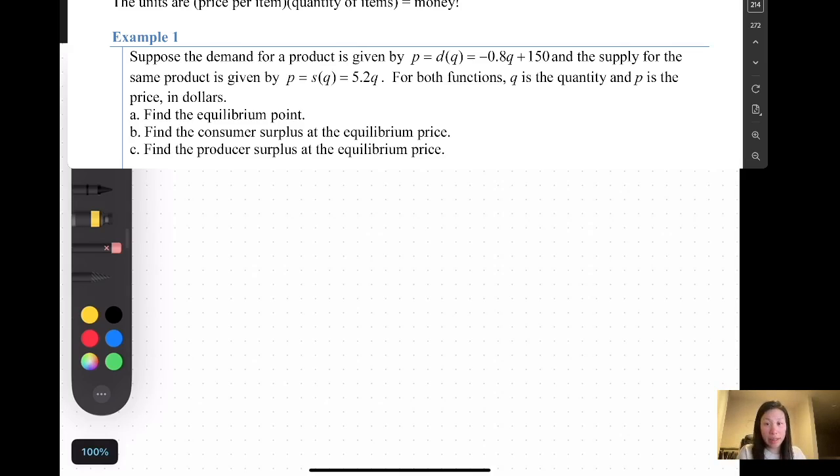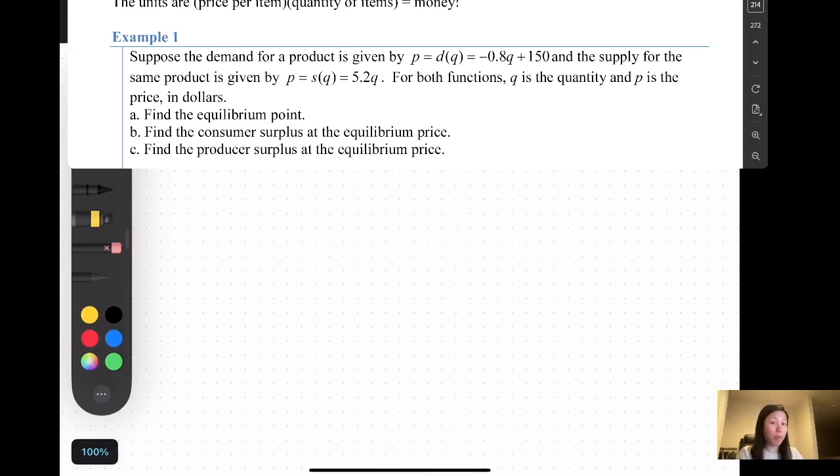When we look at this example, they suppose a demand for a product is given by D(q) equals negative 0.8q plus 150, and the supply function is equal to 5.2q. For both functions, q is the quantity and p is the price in dollars. 1. Find the equilibrium point.